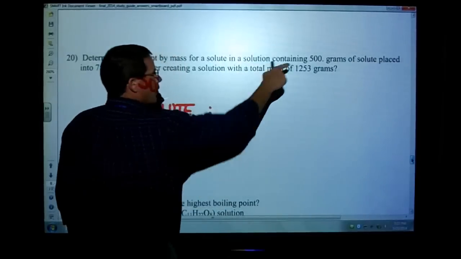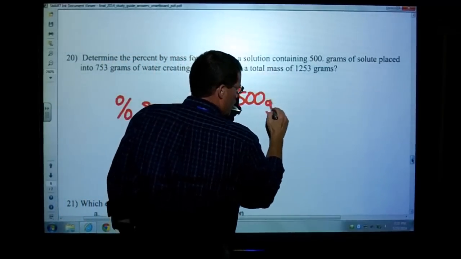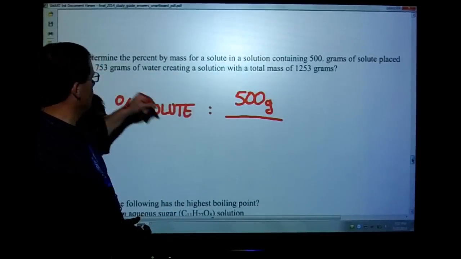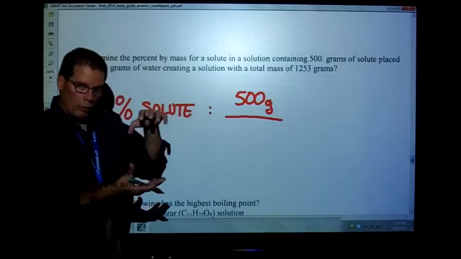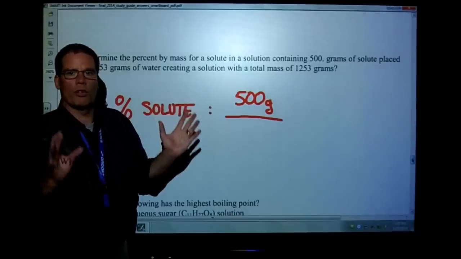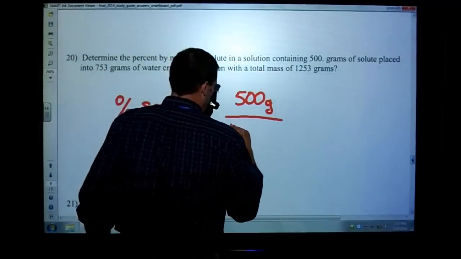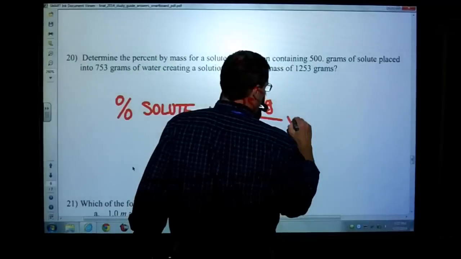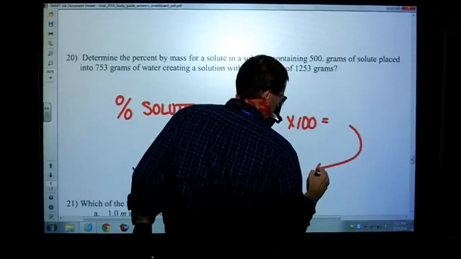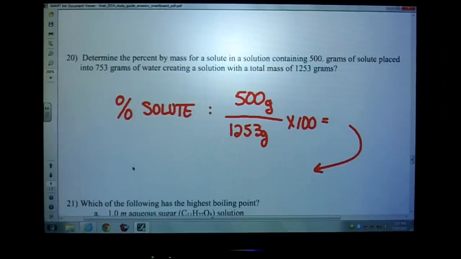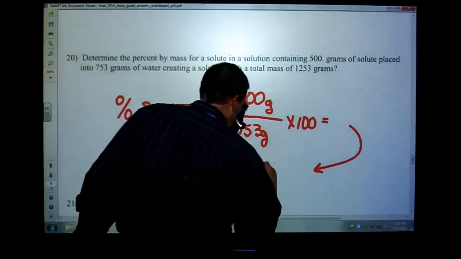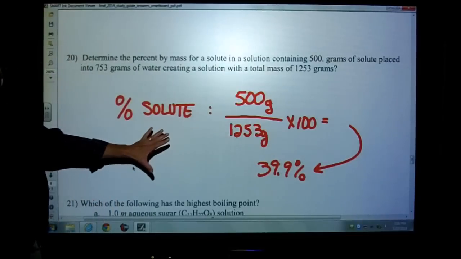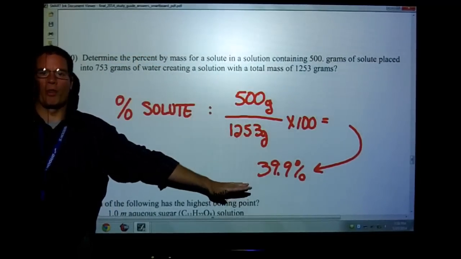pretty simple. Take your mass of your solute, divide it by the total mass of everything in the solution, because again, when you add something to a solution, the masses are additive. That mass just doesn't disappear. So we'll divide it by 1253. And since we're looking for a percent, multiply it by 100 and get a number. 39.9%. So in that solution, the solute makes up 40% of the mass.